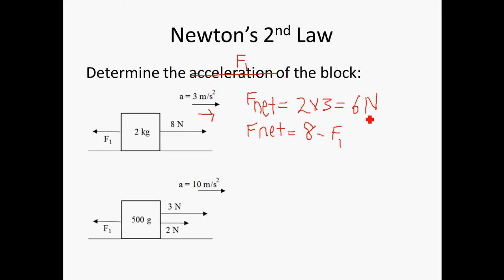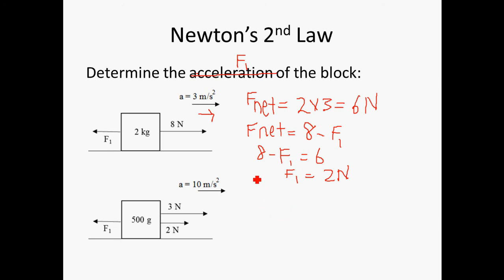All right, so then you realize again you come with these two expressions which are equal to each other. So 8 minus f1 will be equal to 6. So f1 will be equal to 2 Newton. All right, so let's move on to the last question of this part. So how do you solve for this? You can pause the video again.